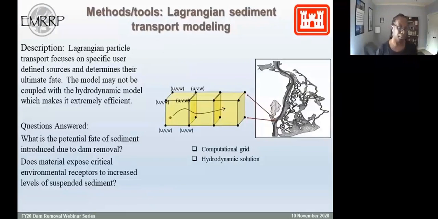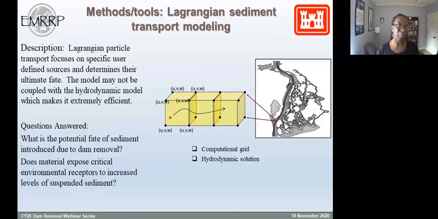Next, we'll talk about Lagrangian particle tracking. That's not something that I saw in any of the cases that were reviewed. I think this is a definitely underutilized technique, probably because it's something that I know a lot about. But Lagrangian particle tracking basically allows the user to provide a hydrodynamic condition, introduce a specific sediment source, and determine where that sediment will go.